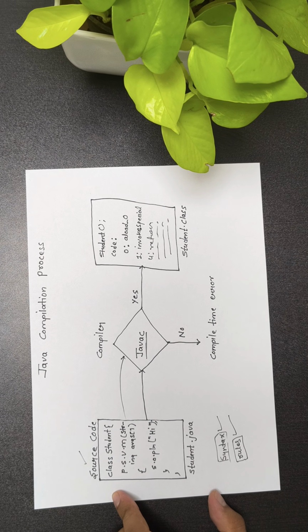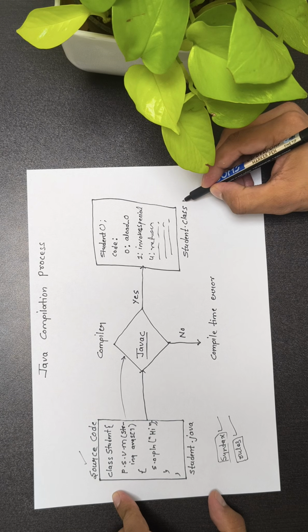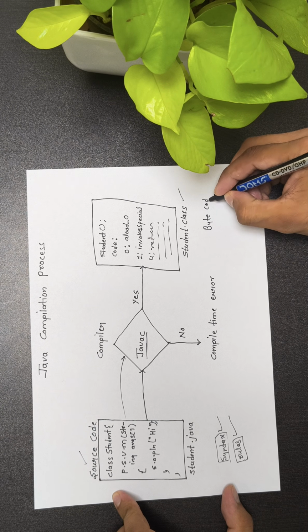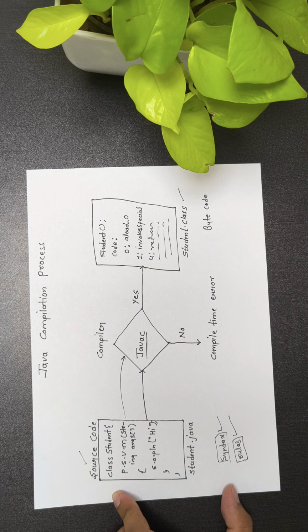If the compiler says that okay boss, your code is correct, there is no problem, then the compiler generates a Student.class file, which is nothing but bytecode in Java. It cannot be understood by human beings. There is something called the JVM, which understands this bytecode, that we will see in the next video.